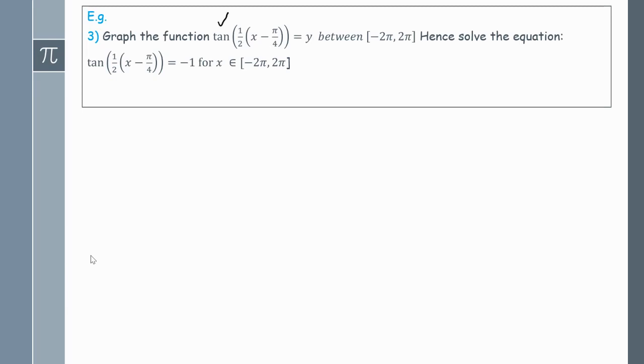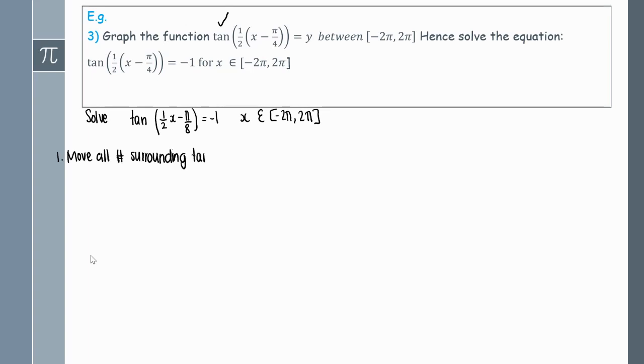So let's find those 2 solutions. We're going to solve the function. Remember, it's within the restricted domain, for x within minus 2 pi to 2 pi. First step: normally we would move any numbers surrounding or outside the tan function to the right-hand side. In this case, my a was 1, so I don't really need to move anything across. So that step is already done for us.